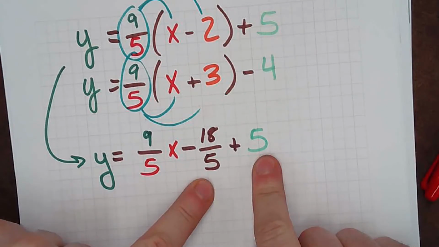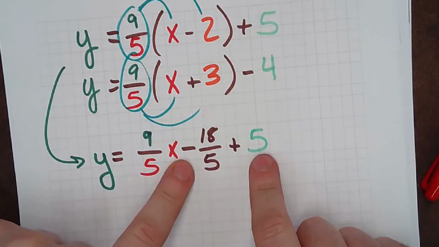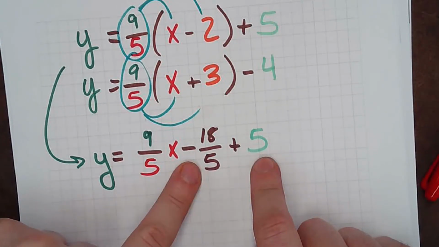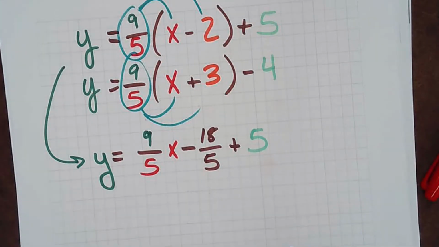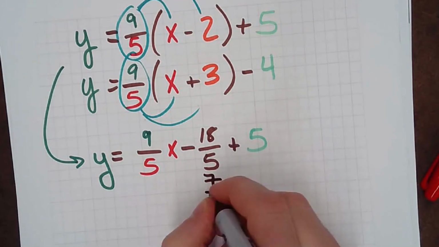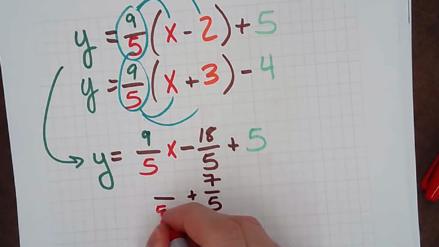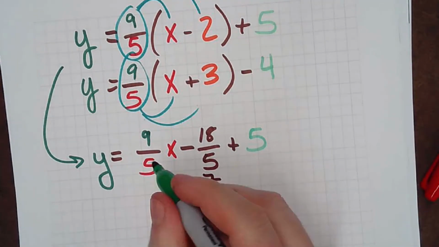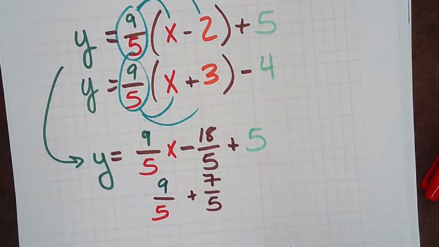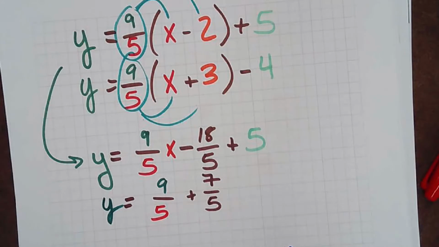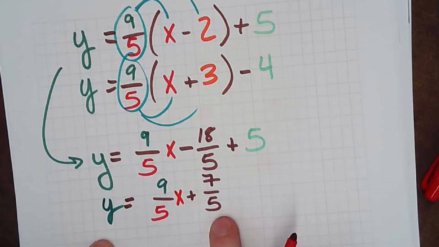How many fifths are in 5? 25 fifths are in 5. I'm subtracting 18. So 25 fifths in 5, 18 fifths is what I'm subtracting from it. Right? Negative 18 fifths plus 25 fifths. And we're going to get 7 fifths over here, positive. So when we simplify this down into slope-intercept form, we get a slope of, you guessed it, 9/5, and a y-intercept of 7 over 5.